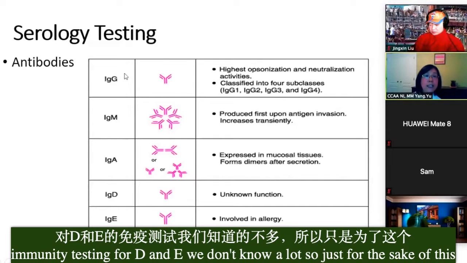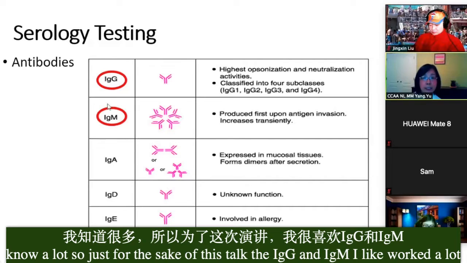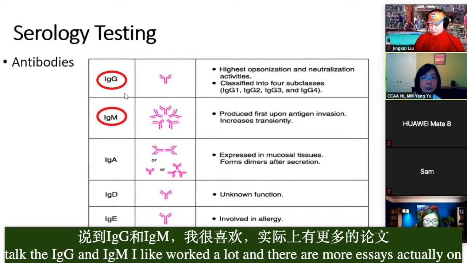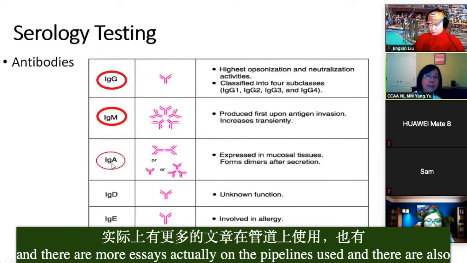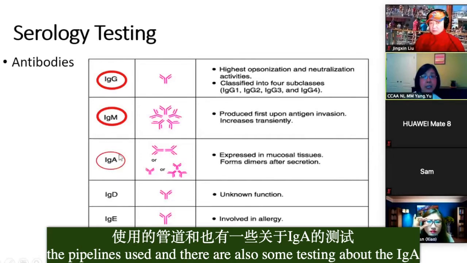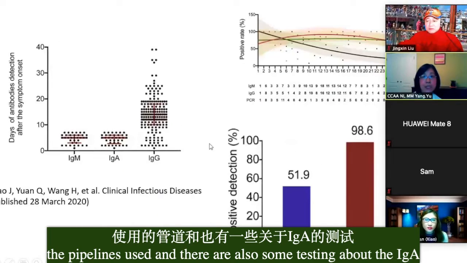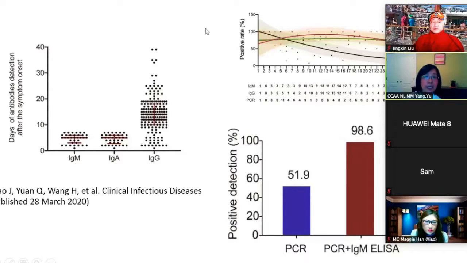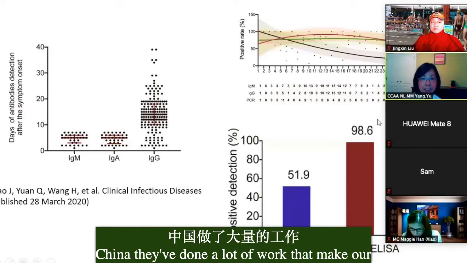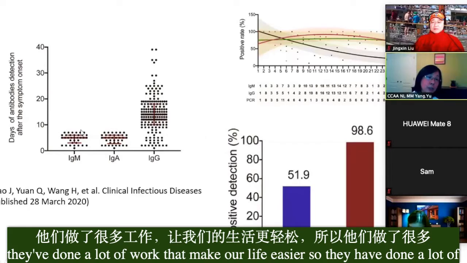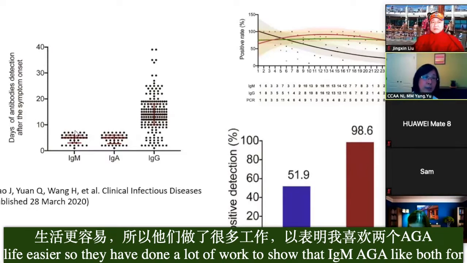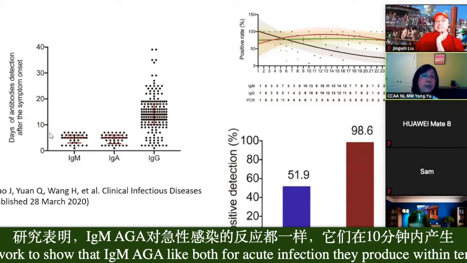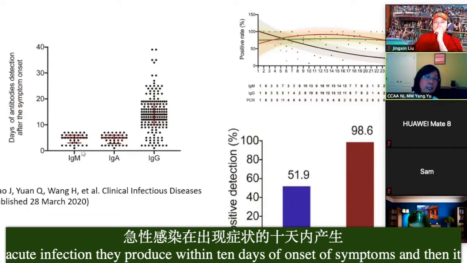Just for the sake of this talk, IgG and IgM have been used a lot, and there are more assays on the pipeline to be used. There is also some testing for IgA. Again, credits to colleagues in China. They've done a lot of work that makes our life easier. They have shown that IgM and IgA, both for acute infection, are produced within 10 days of onset of symptoms.